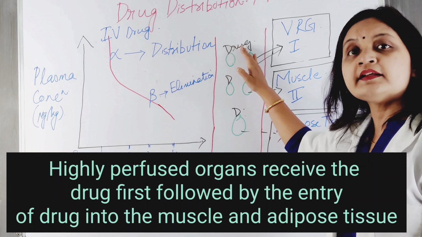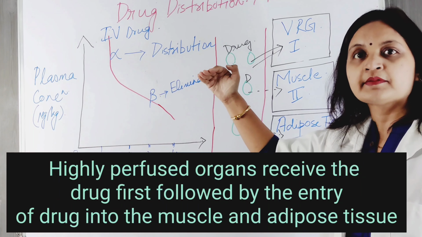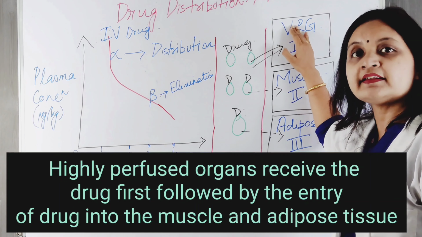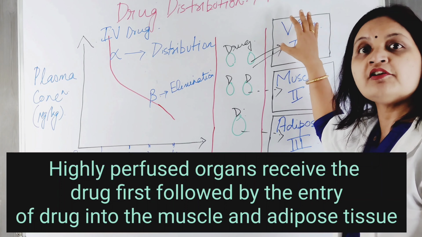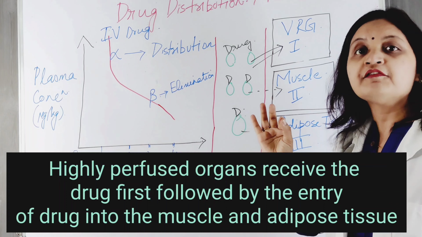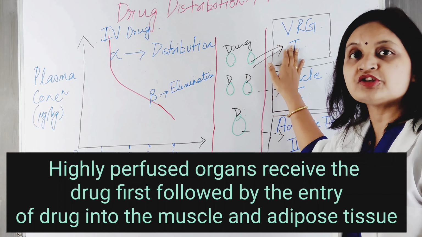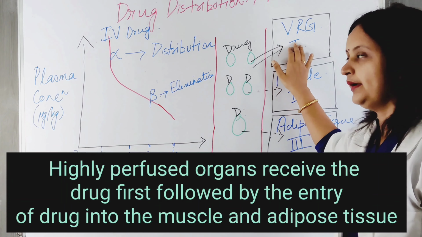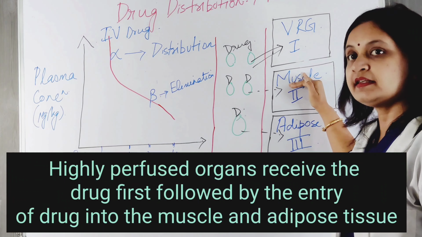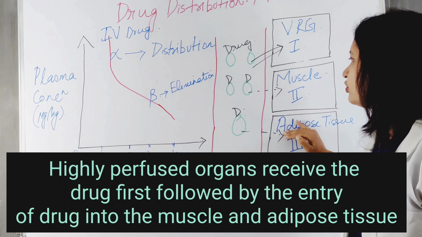When the drug enters the systemic circulation, initially the plasma concentration is high. Subsequently, the drug distributes into the extravascular compartment. The vessel-rich group, which consists of highly perfused organs, receives the drug first. This is because the high blood flow increases the concentration of drug in these compartments. Subsequently, the muscle receives the drug. This is followed by the entry of drug into the adipose tissue.